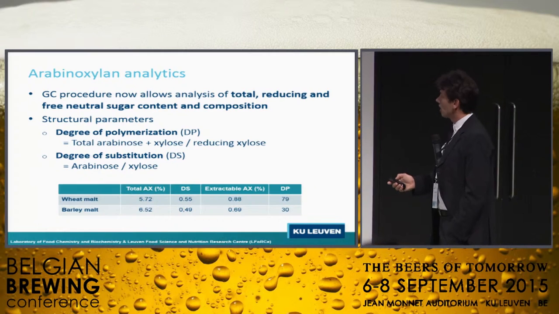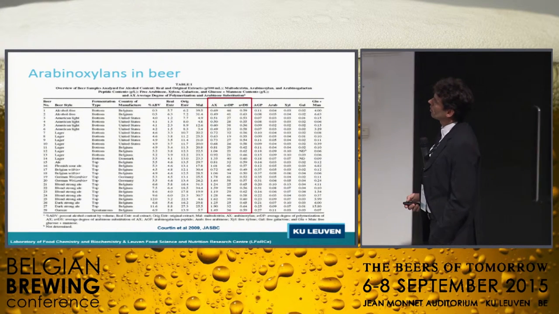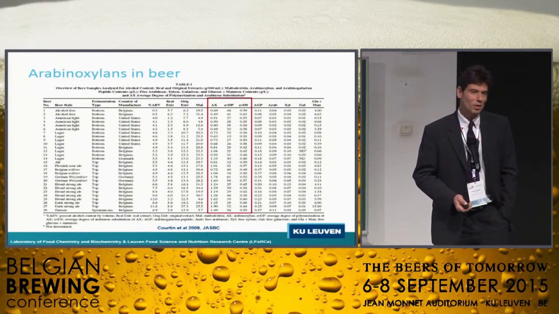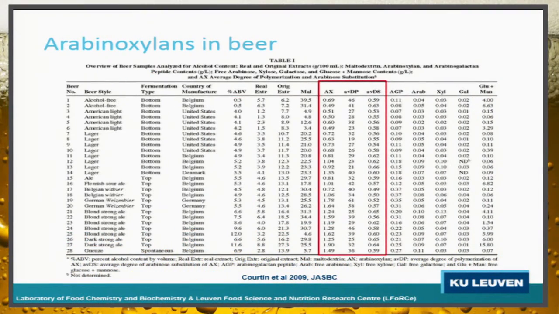Yes, no. Well, we did a screening of a larger number of beer varieties, a lot of them Belgian beers. Call me a bit chauvinistic, but chauvinistic in English means something else, of course. So what we saw there: we measured amoxicillin content, amongst others. We have average degree of polymerization, we have average degree of substitution, next to other measures, free sugars, maltodextrins, and so on.